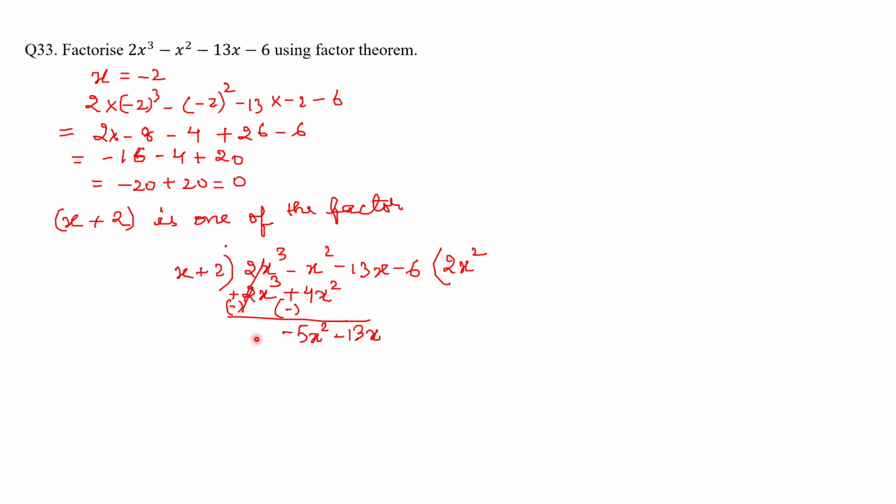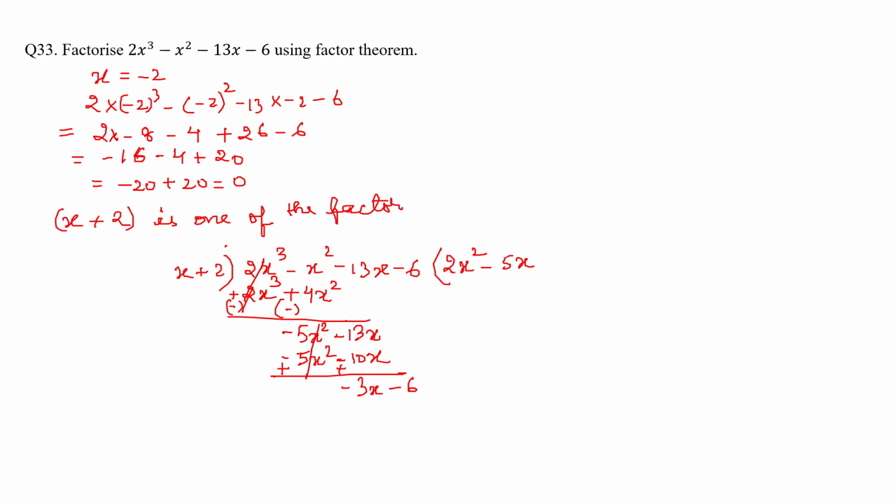In x, what you will multiply to get minus 5x square? So we have to multiply minus 5x. So this will give me minus 5x square minus 10x. Again change the sign. Okay. So minus 13 plus 10 will become minus 3x minus 6. Bring down the last term.